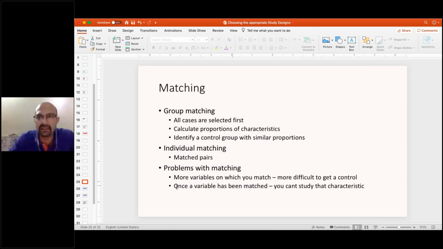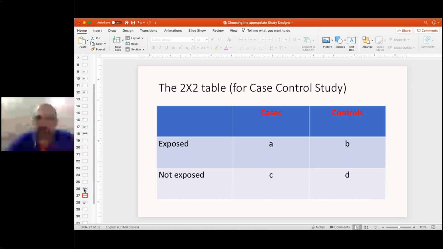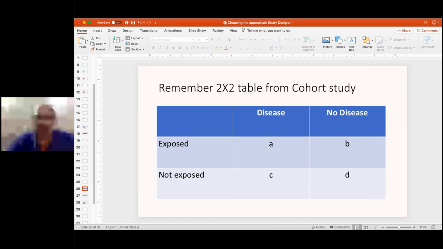I do understand that we are already past 7 p.m. and in the last two slides, I'm going to conclude. This is a general 2x2 table, but it really doesn't make sense in the absence of the previous tables. But in a cohort study, this is how a 2x2 table would look like.